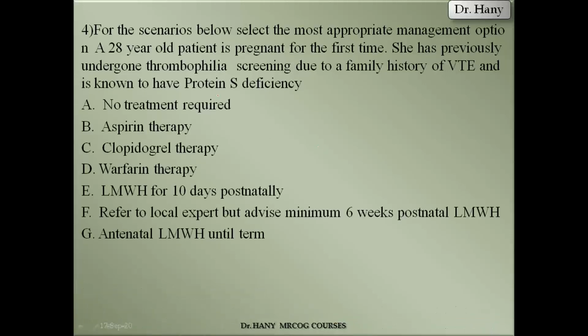For the scenario below, select the most appropriate management option. A 28-year-old woman pregnant for the first time. She has previously undergone thrombophilia screening due to family history of VTE, and she is known to have protein S deficiency. So, what will you do? Is it high risk, no? Protein S is high risk.